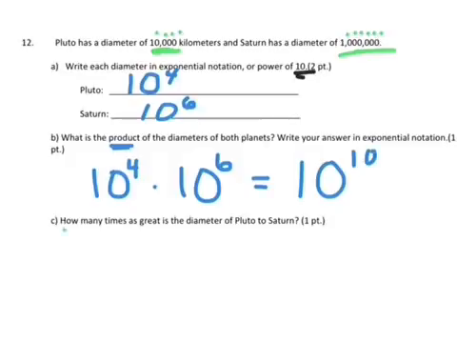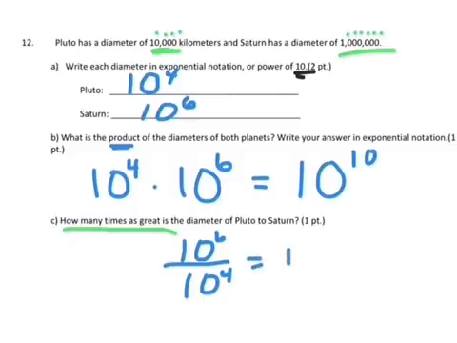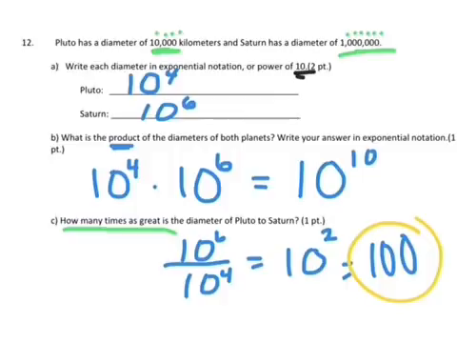And the last question asks how many times as great is the diameter of Pluto to Saturn? So what would we times Pluto by to get Saturn? How many times as great? Often we set this up as a division problem. Quotient of powers says when the bases are the same, we keep the base and subtract the exponent. So Saturn is 100 times as great as Pluto, or 10 to the second power.